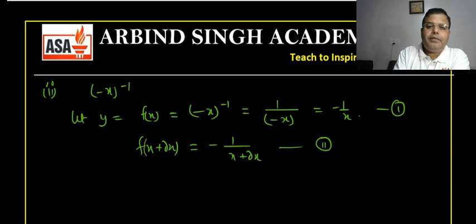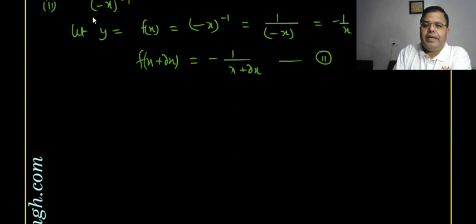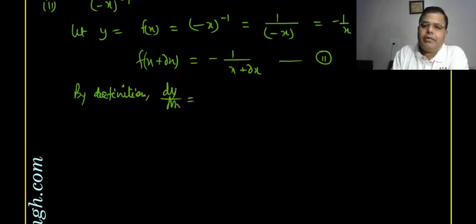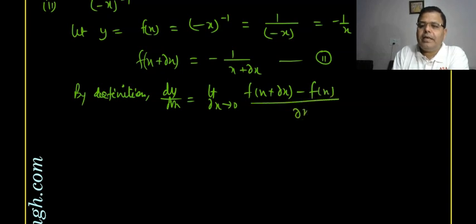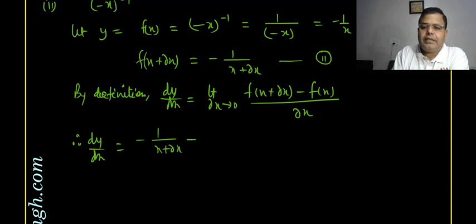Now by first principle, same thing, dy by dx is equal to limit delta x tends to 0 of f(x plus delta x) minus f(x), whole divided by delta x, and therefore dy by dx is equal to limit delta x tends to 0 of minus 1 upon (x plus delta x) minus 1 upon x, whole divided by delta x.